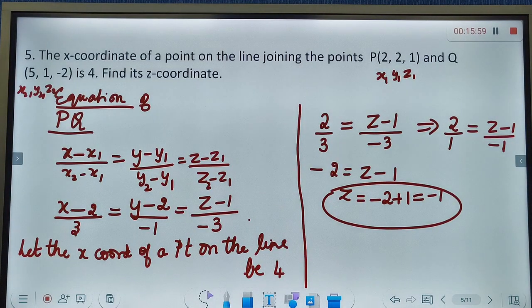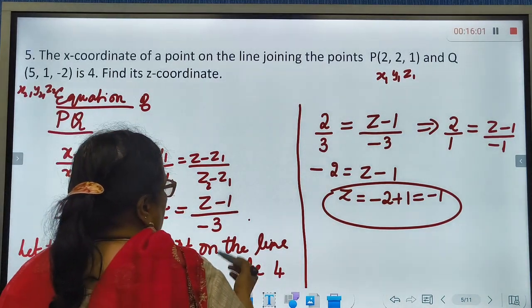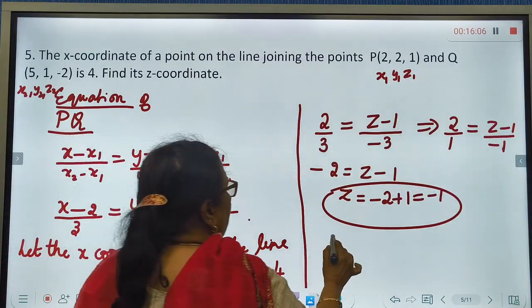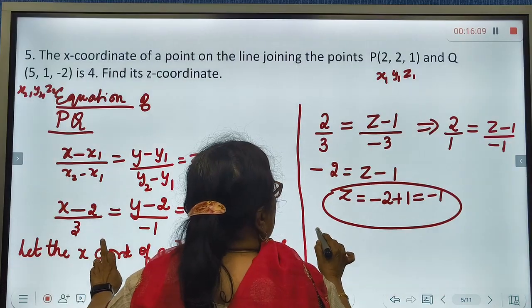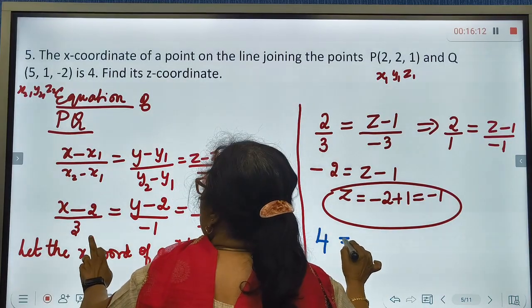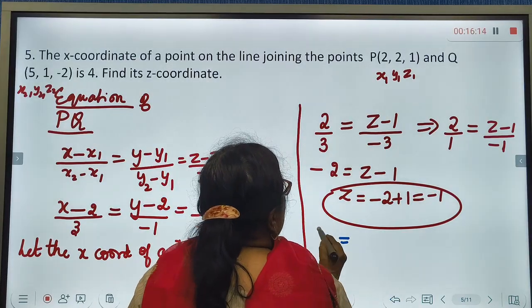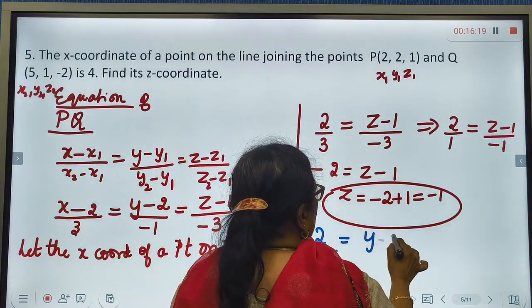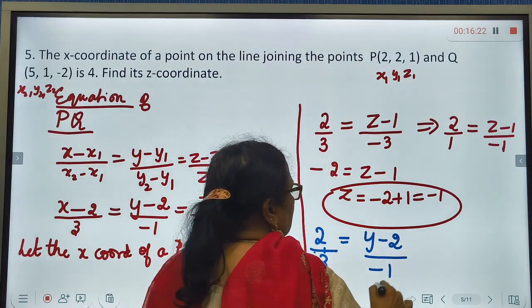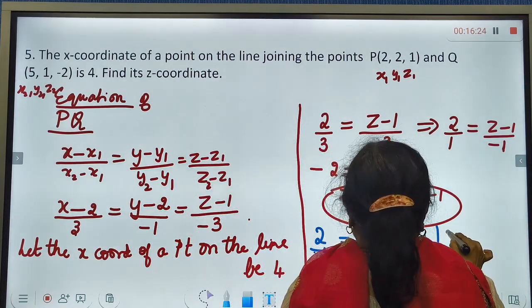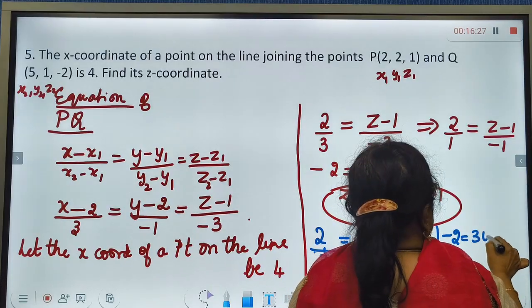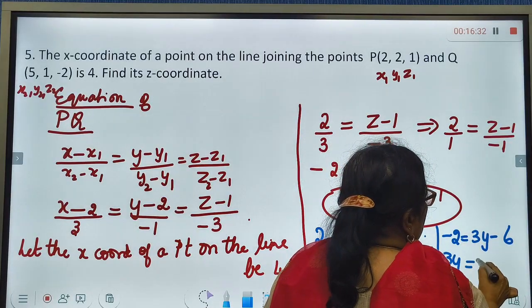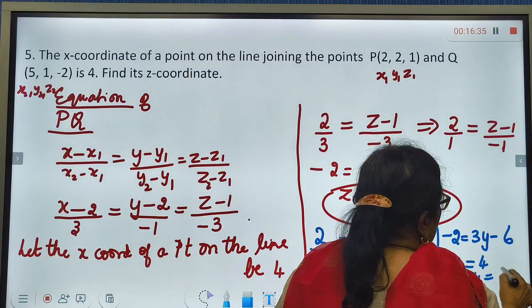If I ask you to find the y coordinate, what will you do? It's not asked, but you can ask, right? So what will be the y coordinate? When the x coordinate is 4, I'll get 4 minus 2 by 2, which is 2 by 3, also equal to y minus 2 by minus 1. Therefore, minus 2 equals 3y minus 6. So 3y is equal to 4. Y equals 4 by 3.